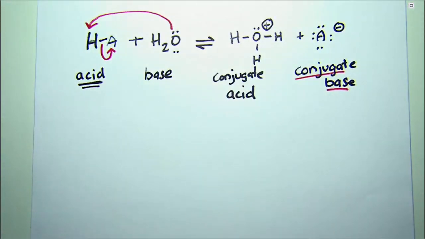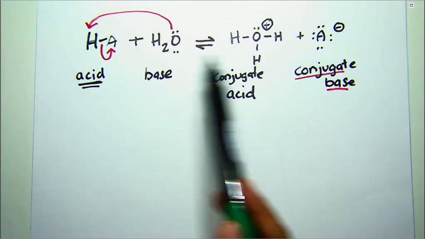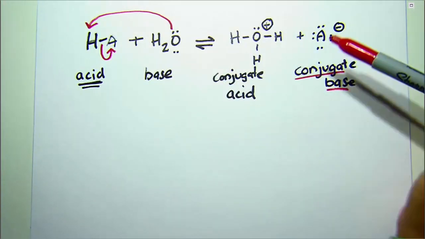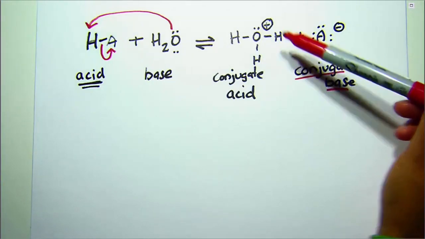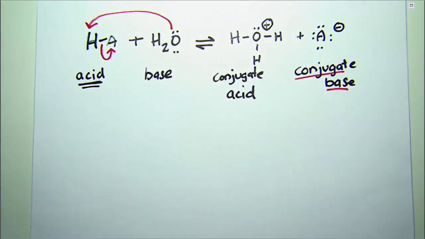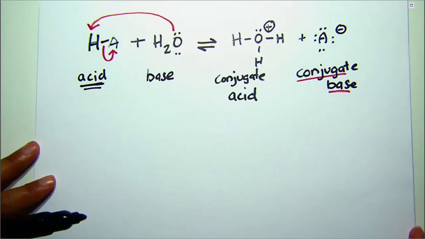This equilibrium arrow denotes that the reaction is reversible. So you can also imagine that A minus can come, grab a proton from the conjugate acid, and then regenerate water and HA. This equilibrium is what we're really looking at and what we're trying to quantify.